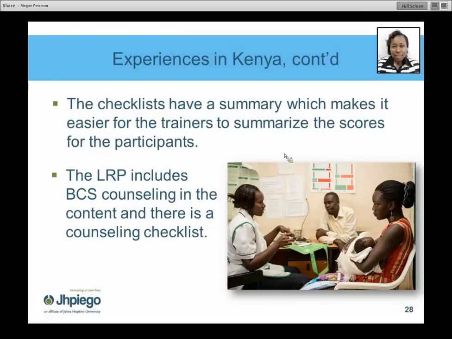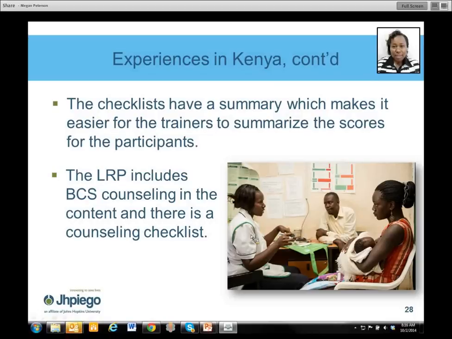The learning resource package also has checklists which are summarized. Every time we're doing our training, we do a pre-training skills assessment for service providers, and then after training, after they have attained competency, we do an assessment. The checklists in the learning resource package are detailed, and they have a summary at the end which helps trainers summarize the scores for participants, and it is friendly and easy to use. So for anybody training service providers, when you want to do a pre-skill assessment, it is easy to use the checklist and to get the scores for the participants.